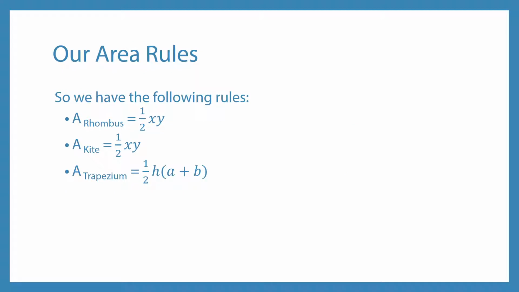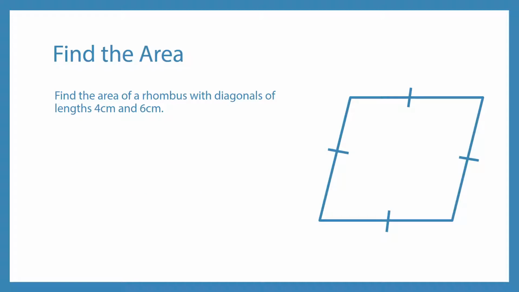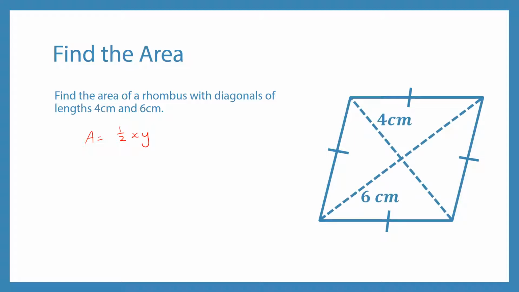So these are the three different area rules that we've made, and we're going to need to use these for the rest of the lesson. So we're going to try to find the area of this rhombus using the rule. Remember, the area is a half times the length of its two diagonals. And these are its diagonals, 4 centimeters and 6 centimeters. So its area is just half of 4 times 6. So area is going to be 12 square centimeters.